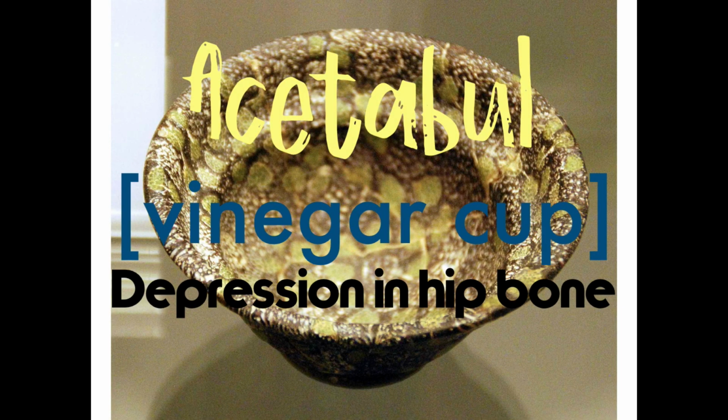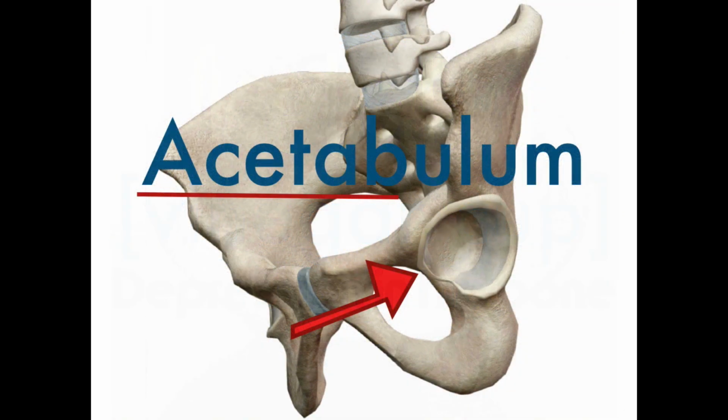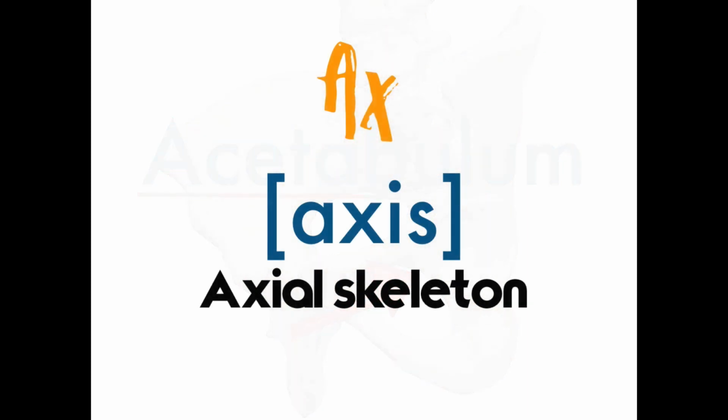So anytime you see the prefix acetabul, that's the ancient word for a vinegar cup. So it's like a depression cup. That'll be used in the depression of the hip bone, the acetabulum. You see there, that's where the femur goes in, the ball and socket joint. Okay, so acetabul. And then you have ax, they're referring to the axis of something.